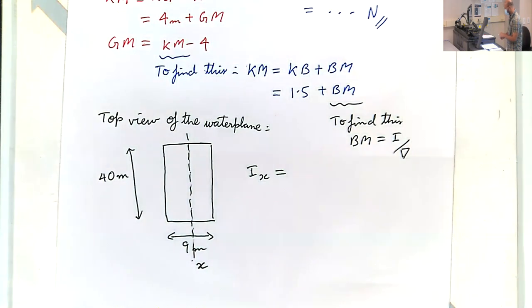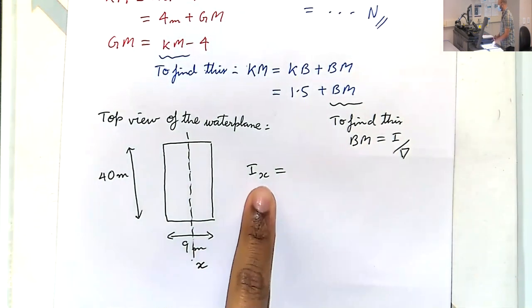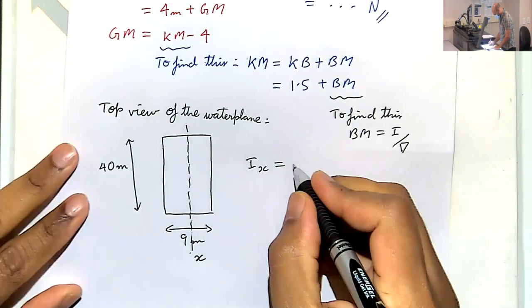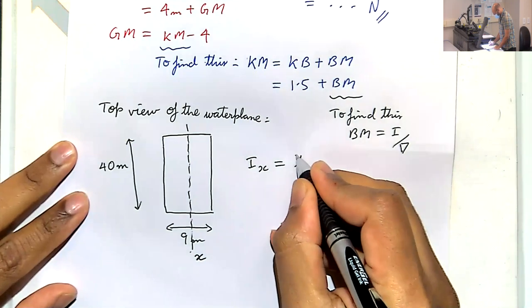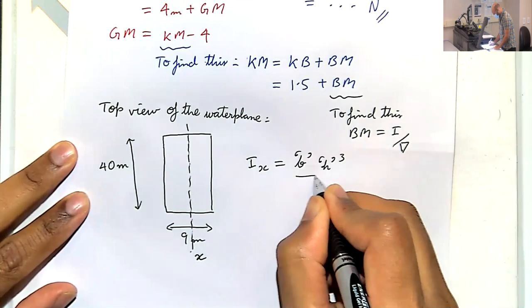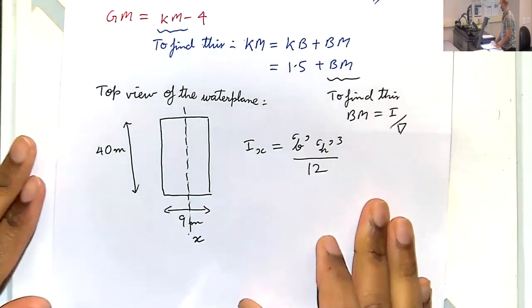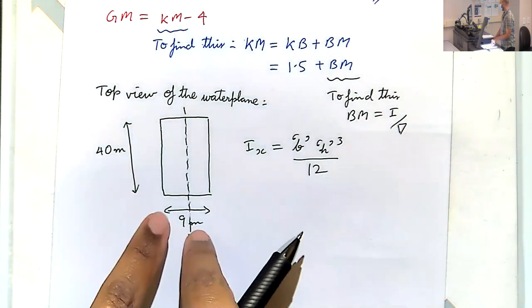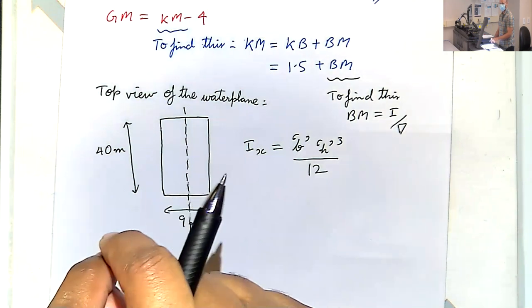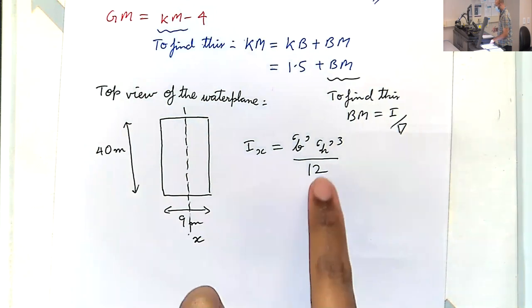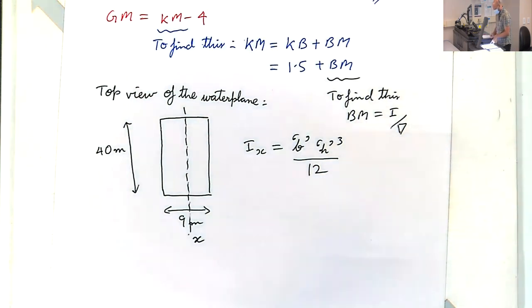For rectangles, what do we say the area moment of inertia is? You remember this? BH cubed over 12. So, yeah, that's one of the simplest things we can get. Of course, if this is a weird looking hull, you know how to compute that. You have done that using Simpson's rule, using trapezoidal rule. But since this is a nice and easy shape, we already know the formula. Okay, there's a reason why I wrote B and H in quotes.